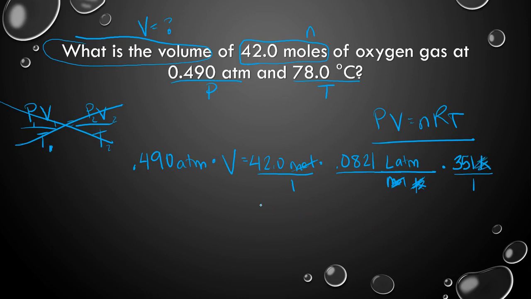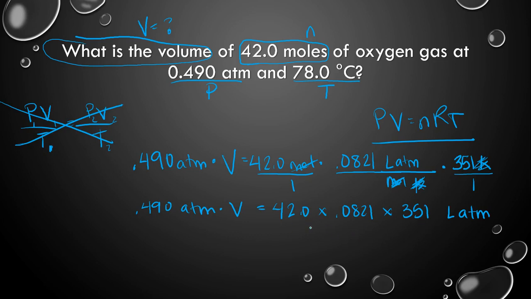If I wanted to rewrite this for just a second, we could write it this way, 0.490 atmospheres times V. I'm going to put all of my numbers together. 42 times 0.0821 times 351. And then if you pretend like this is algebra class and these units are your variables, liters, atmospheres, that's what's left over. So what's next?